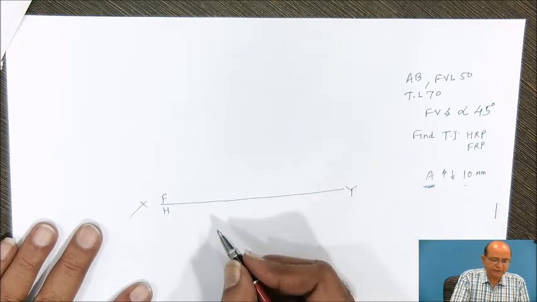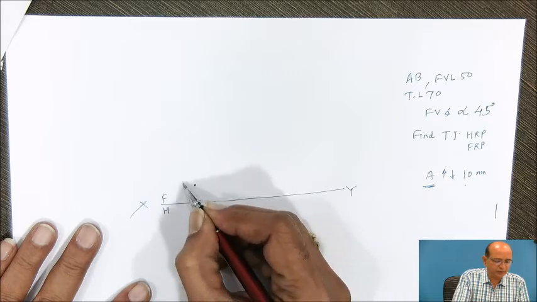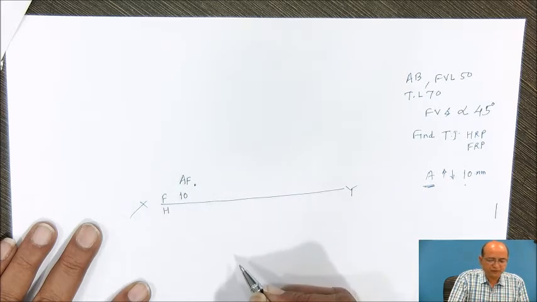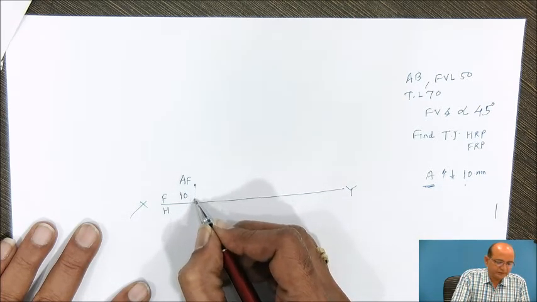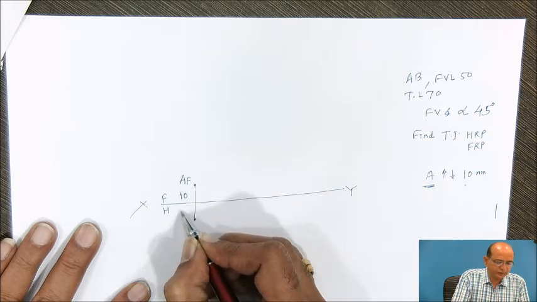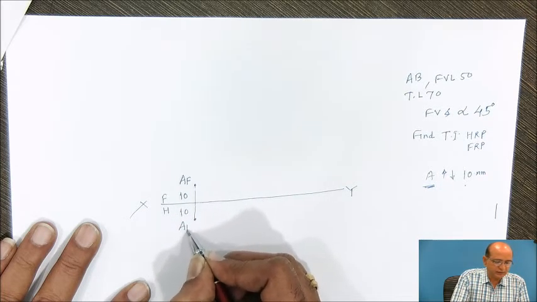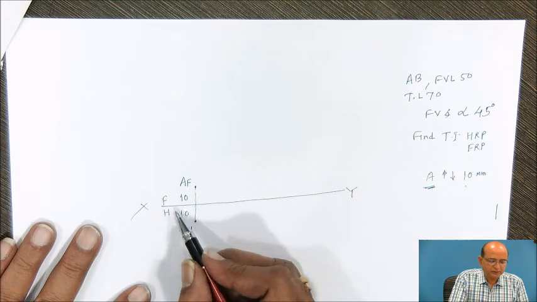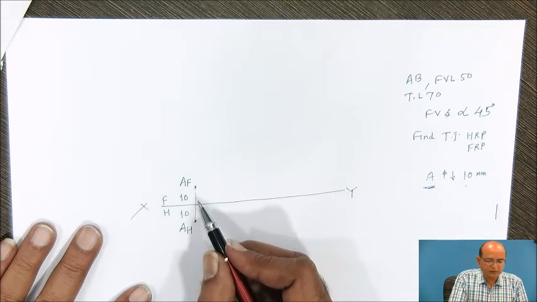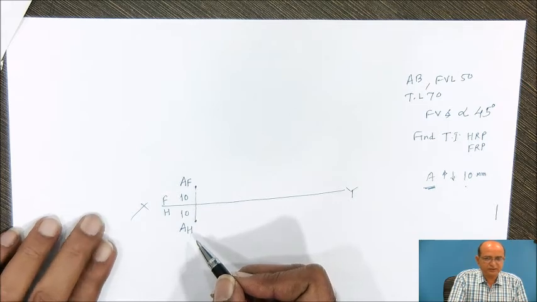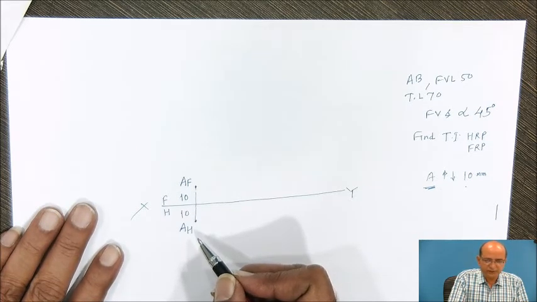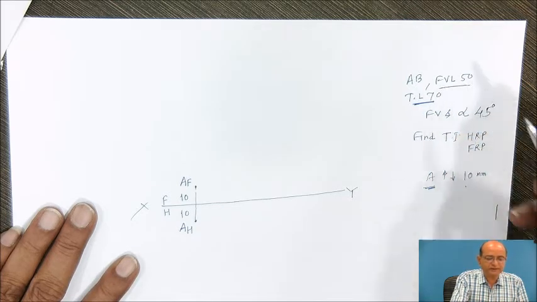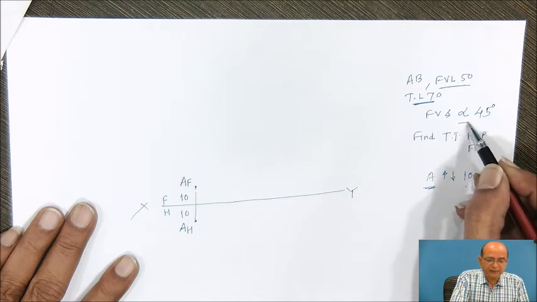Point A is given at 10 millimeter, so we place AF, the front view, at a distance of 10 millimeter. On the other side, the top view point AH is also at 10 millimeter. So with respect to this XY line we have completed the positions of AF and AH, the ends A of the line AB. Now in the question, the true length is given, the front view length is given, and the apparent inclination of the line with HRP is given.